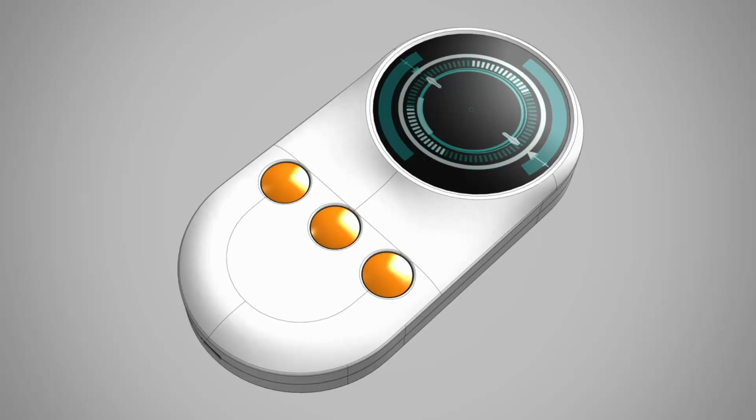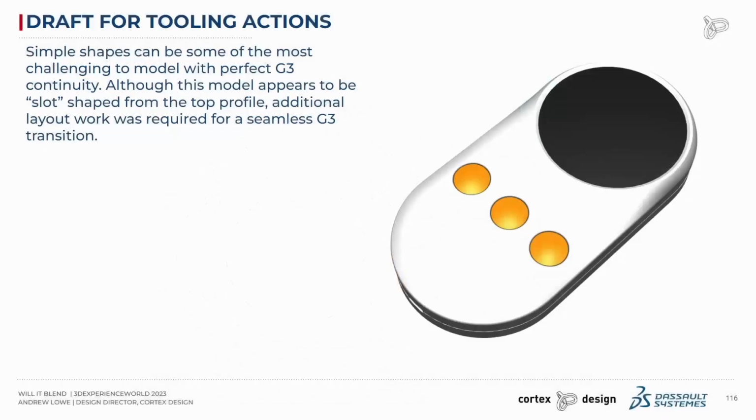Is this G3 blend example. I've got an ID shape where I have this slot shape, and then I have this circle shape at the top, and I need to seamlessly blend them, and I want it to all be G3, like this very nice pebble-looking shape. How am I going to go about modeling it?